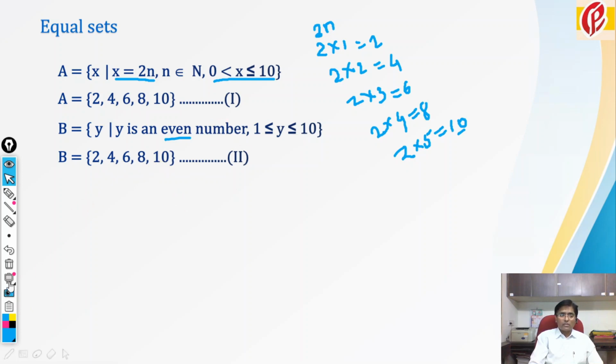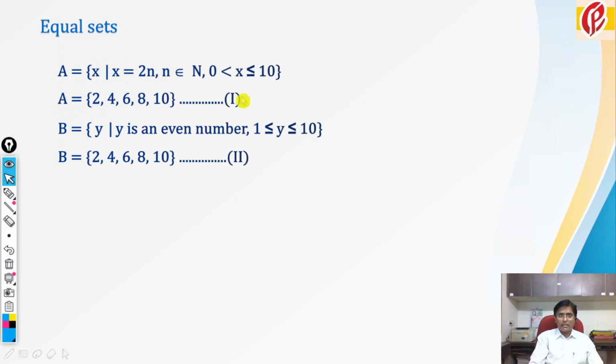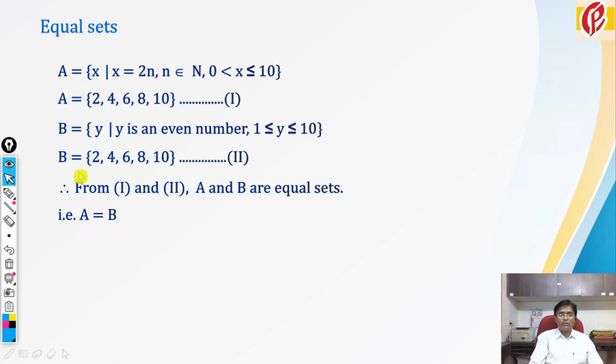Now if you see these two sets, set A and set B contain exactly the same elements. See, 2 is here, here is 2; 4 is here, here is 4; here is 6, here is 6; here is 8, here is 8; and here is 10, and here is 10. It means A and B contain exactly the same elements. So A and B are equal sets. From 1 and 2, A and B are equal sets, that is, A is equal to B.